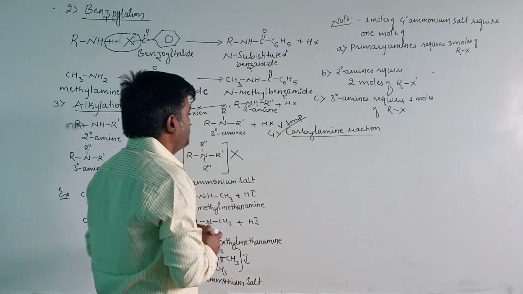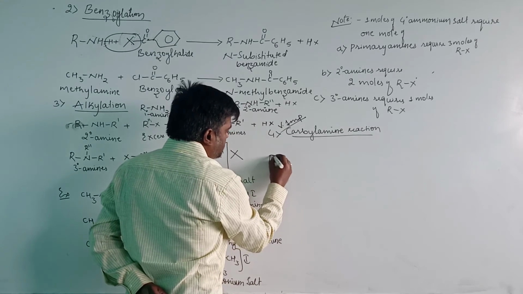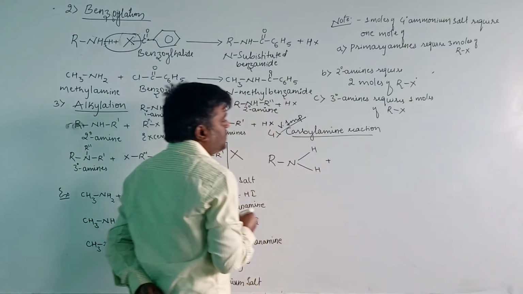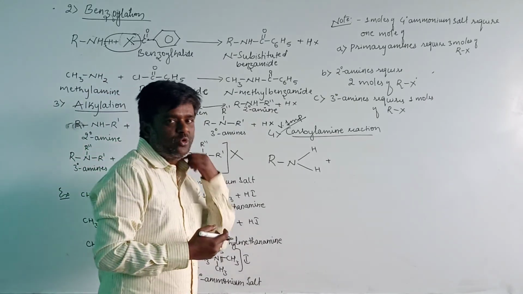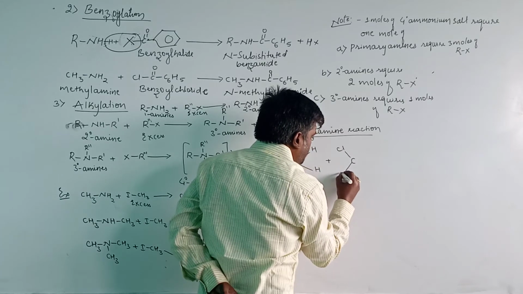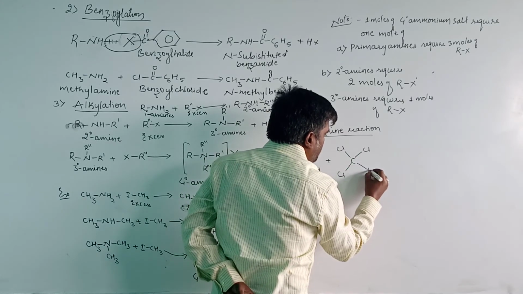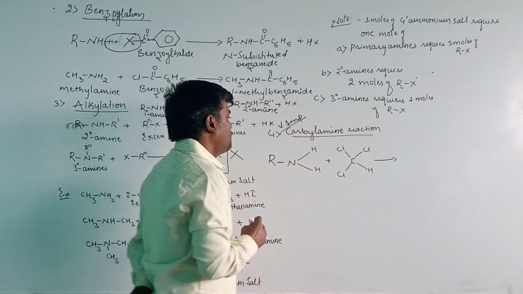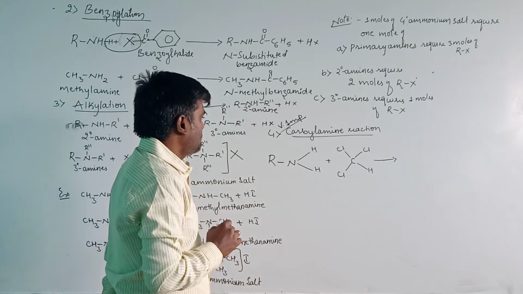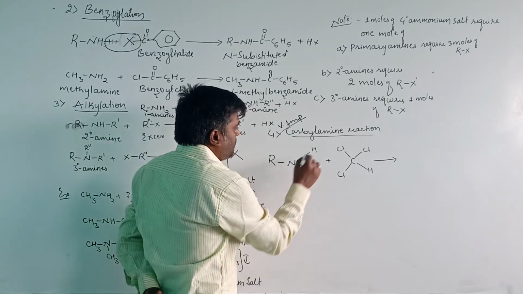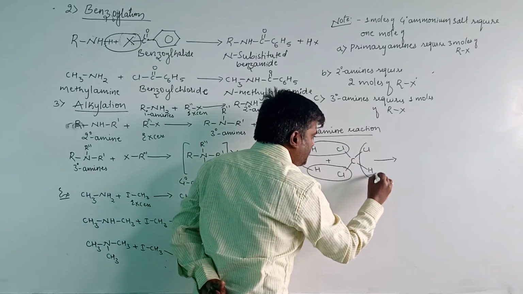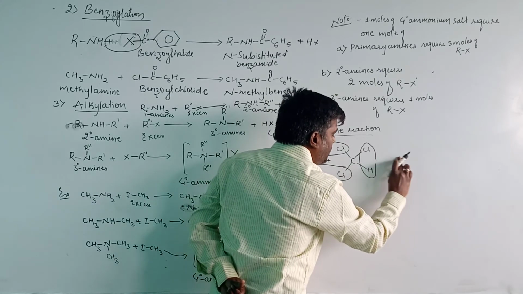Let us see how the reaction is carried out. When a primary amine, that is R and H here, reacts with chloroform, the trichloromethane, with 3 chlorines attached to the carbon and one H, it will produce hydrogen chloride. The hydrogen chloride will be formed.